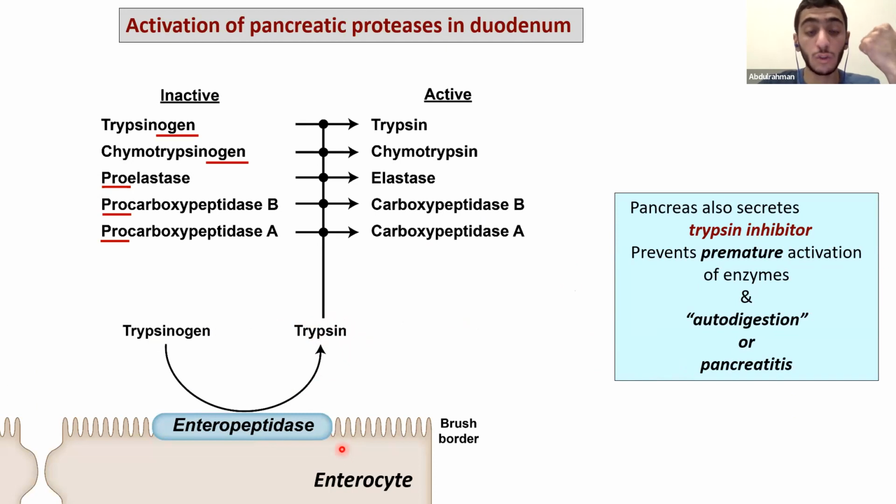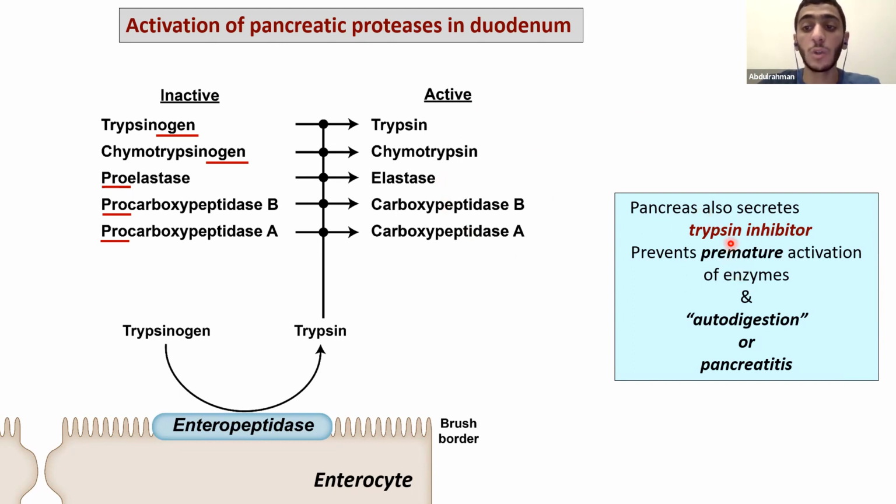Trypsin is going to be activated by enteropeptidase on the brush border. This is basically inside the lumen of the intestines after it's released. And then once the trypsin is activated, it's going to activate everything else, even more trypsin. And how do we prevent the pancreas from activating this trypsin inside the pancreas itself in order to not activate all these enzymes?